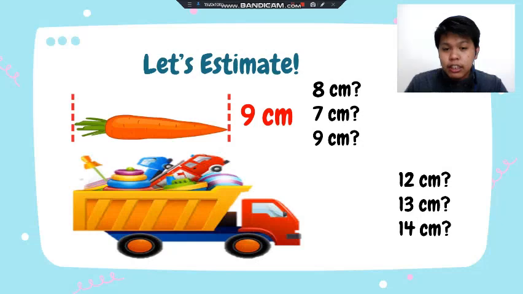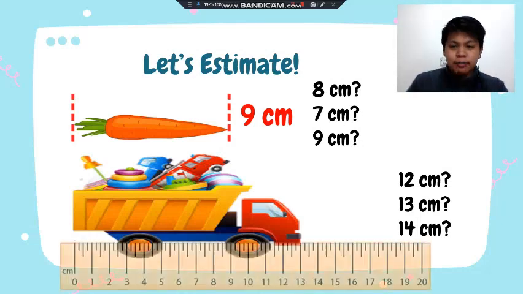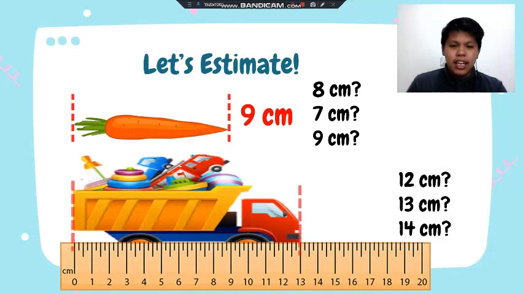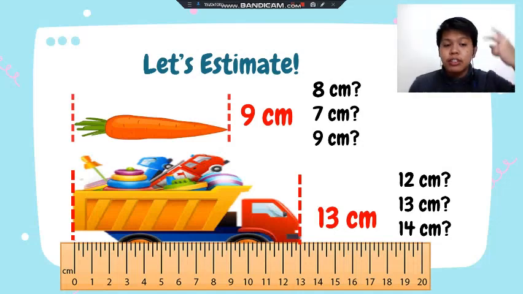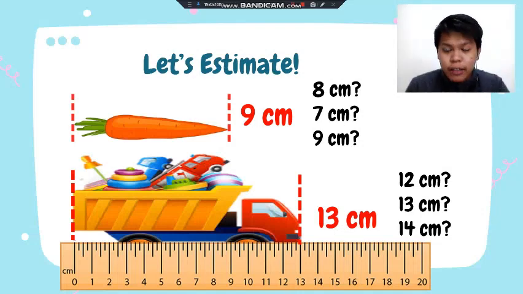Now let's use a ruler to check that out. Now it ended at 13 centimeters. Okay, so the real length of the toy car is 13 centimeters. Now, if some of you said 12 centimeters or 14 centimeters, it means you were close enough. But if you said 13 centimeters, then you got the exact measurement of the toy car. Okay, so that is estimation.